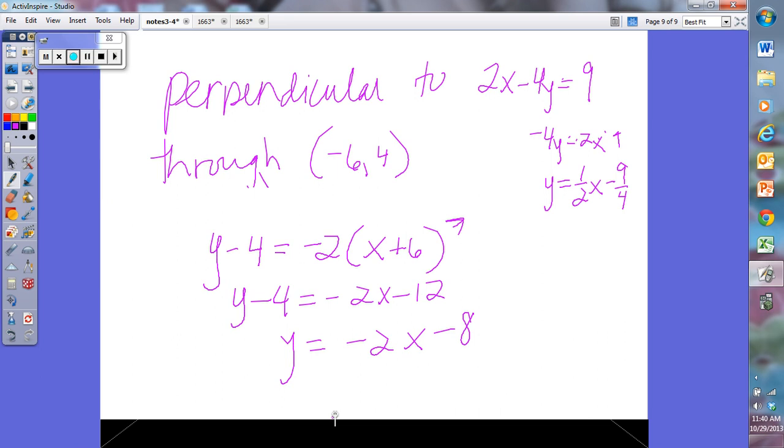Okay, we're going to do a lot of practice on this. Make sure you know parallel, perpendicular, slope-intercept, and point-slope forms.